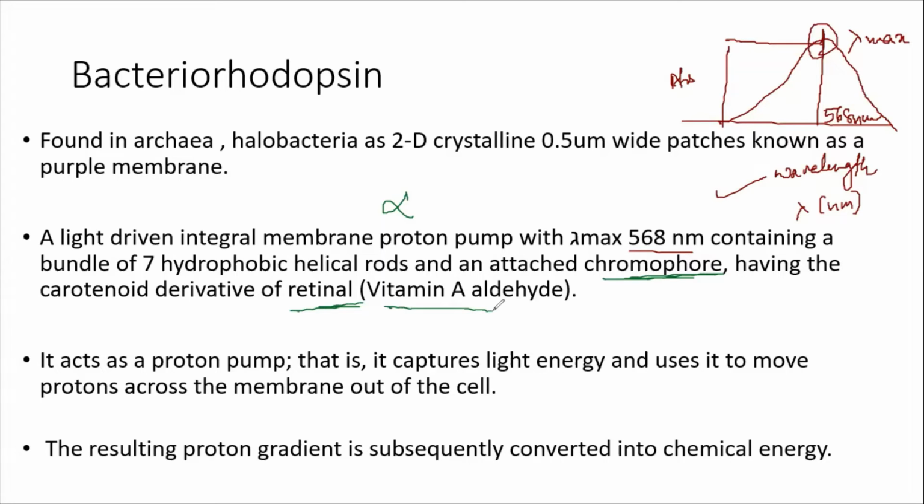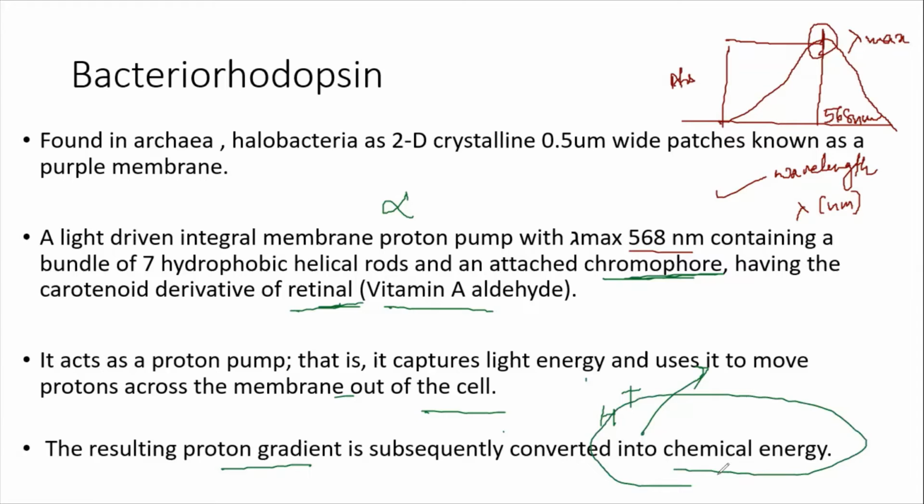So what we will see is that when this retinol is there, when light falls on it, it changes its configuration. Okay? Cis trans configuration change happens, and that is when the rhodopsin gets activated. Okay, we'll come to that. Don't worry. So it acts as a proton pump which captures light energy and uses it to move protons across the membrane out of the cell. So it takes H+, it takes light energy, opens up the rhodopsin and pumps out the H+ out of the cell, okay, which will result in the proton gradient and is subsequently converted into chemical energy.